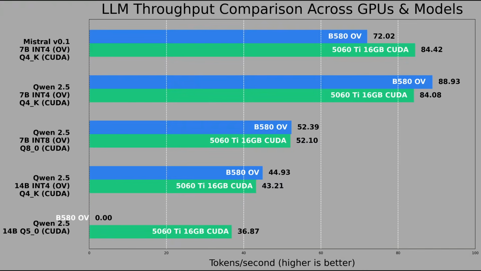The Intel Arc B580 kept up with, and in some cases slightly outpaced, the RTX 5060 Ti 16GB across this benchmark set. This graph was not produced in error. These results are real and repeatable.